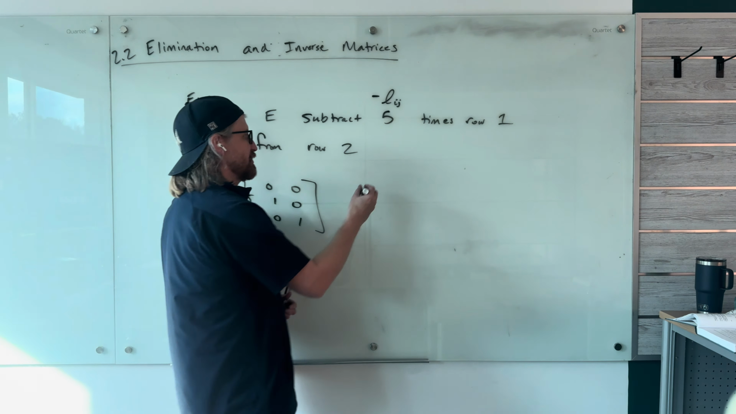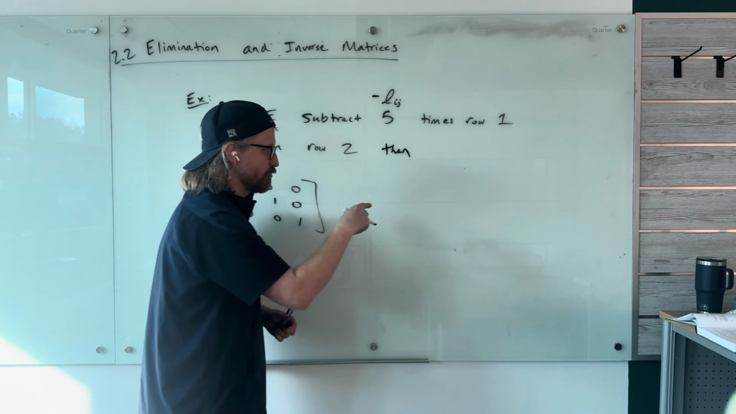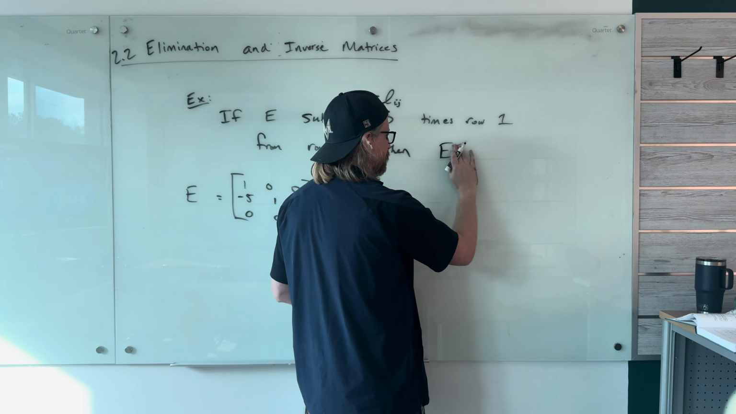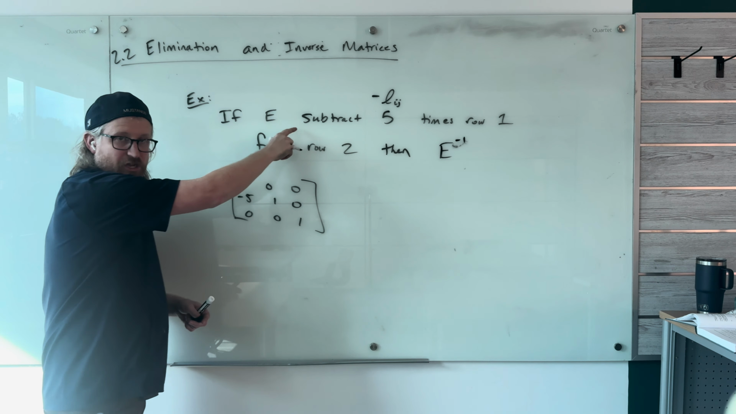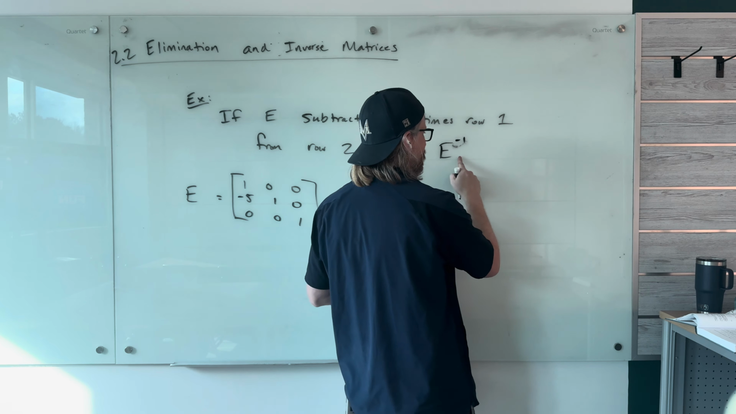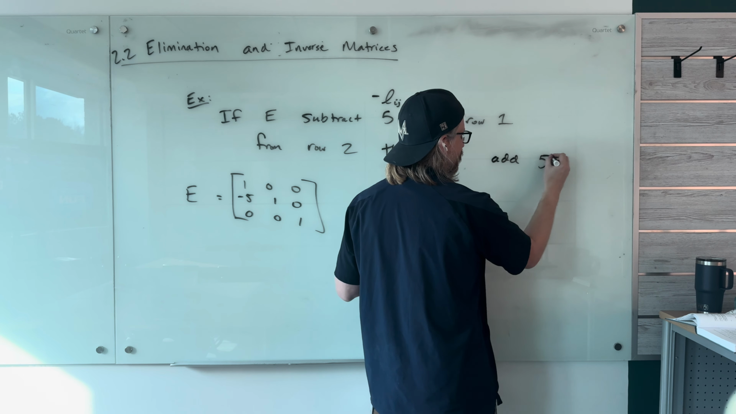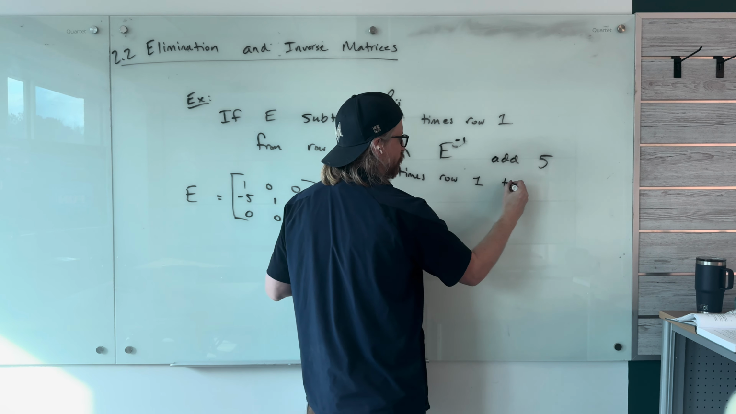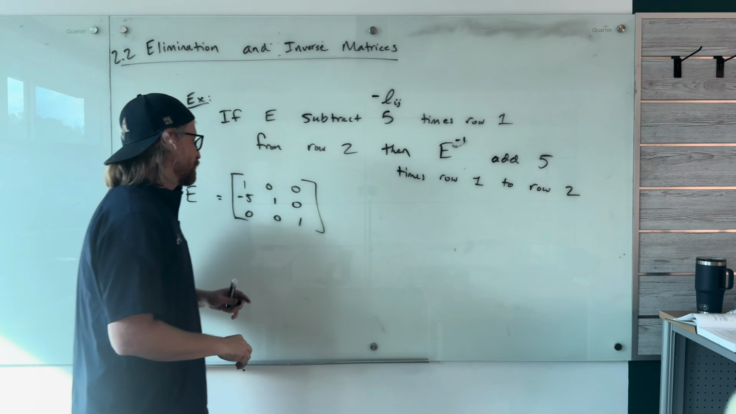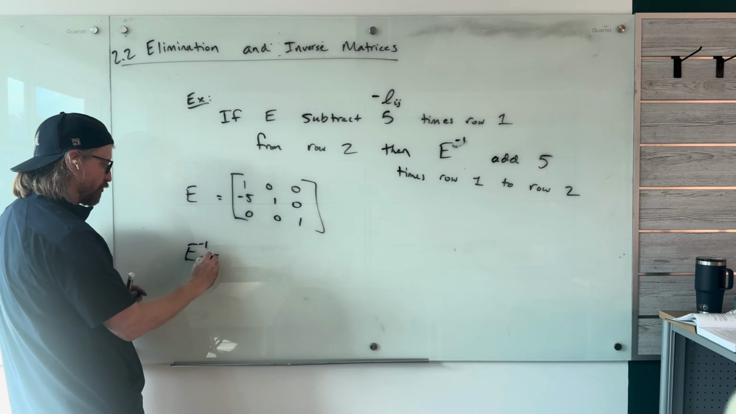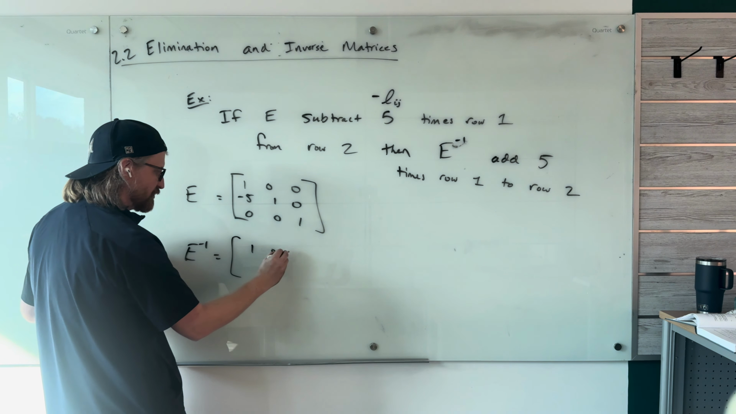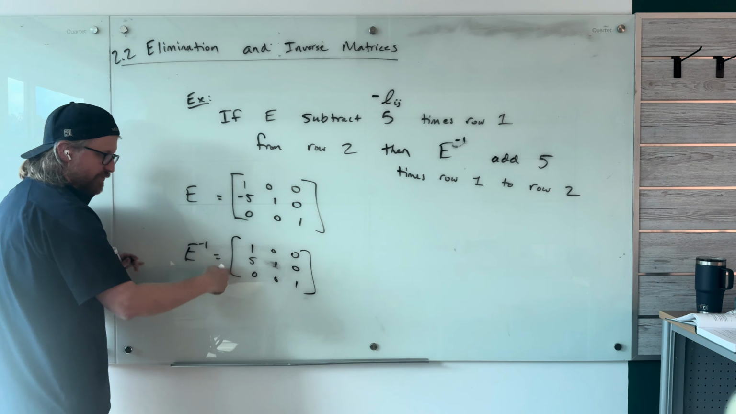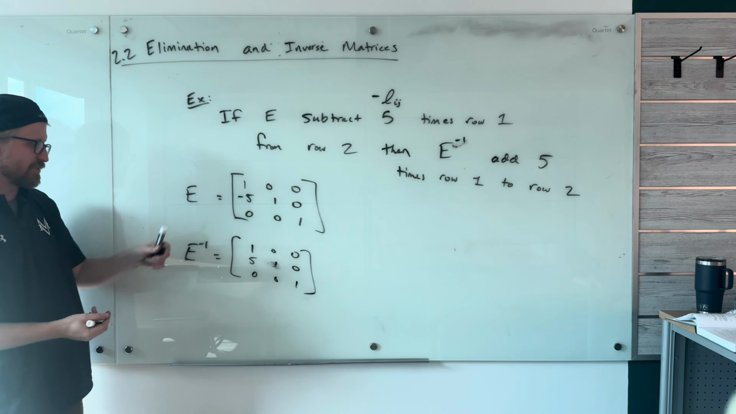Now, what's fascinating is if this is what E is going to do, and our focus is around E inverse, what's really beautiful is that the inverse is going to literally do the inverse operation of what's happening. So instead of subtracting 5, E inverse is going to add 5 times row 1 to row 2. So the inverse matrix, according to this logic, should be 1, 0, 0, 5, 1, 0, 0, 0, 1. This will be the inverse operation to what this elimination matrix is doing.